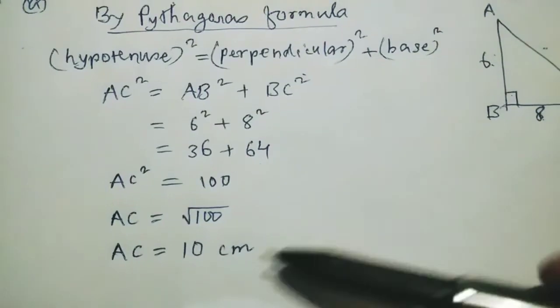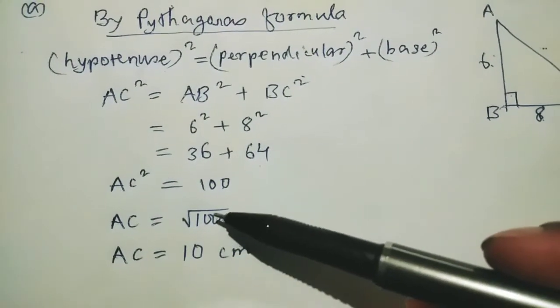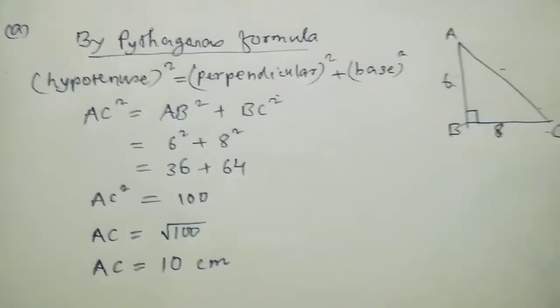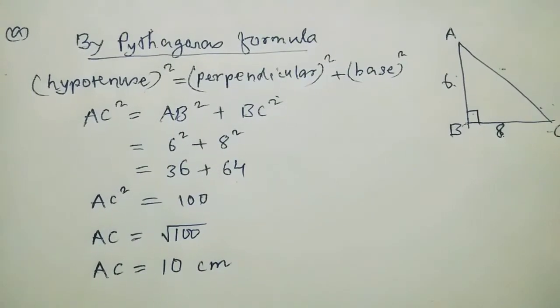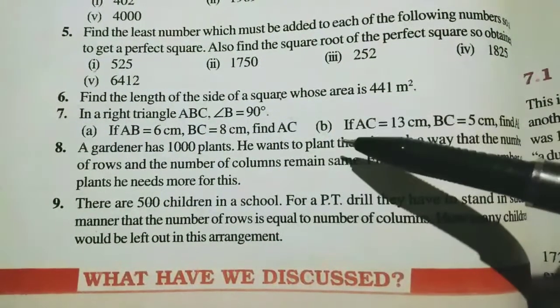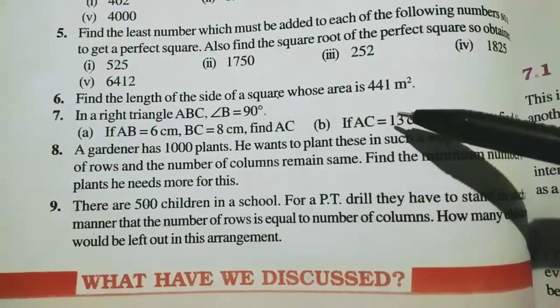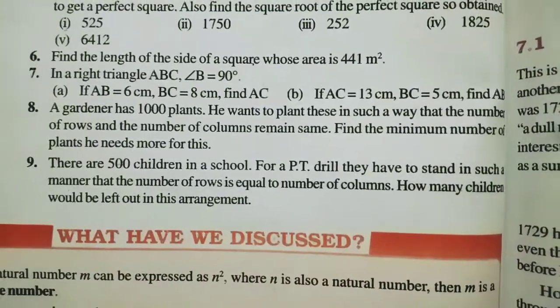Now see, AC is equal to what? 10 centimeter, because square root of 100 is 10. So in this way you have to find this question. You have to use Pythagoras formula. So next, question number B is your homework. You have to do it in the same manner. Okay. Now question number 8.